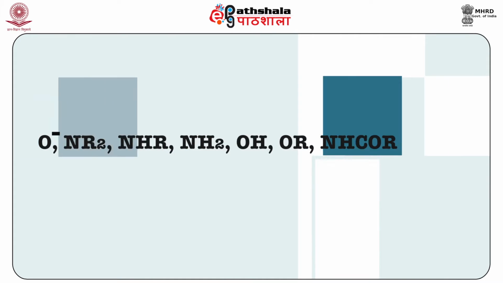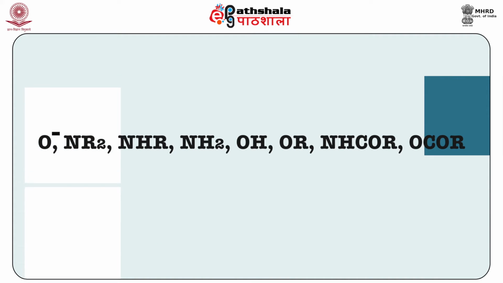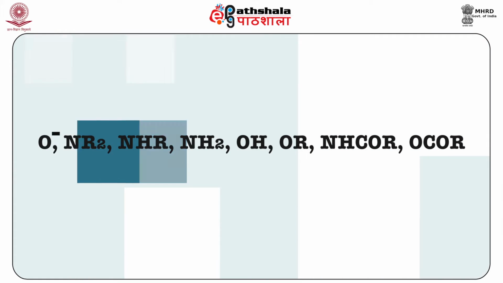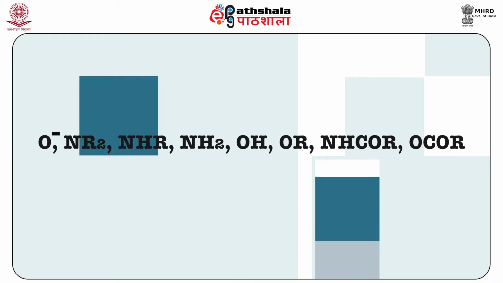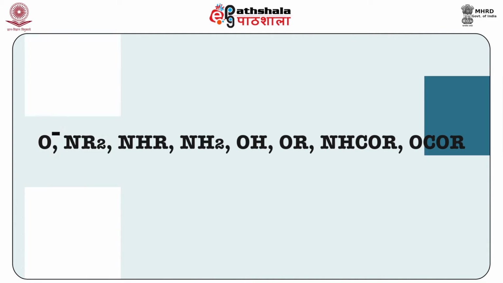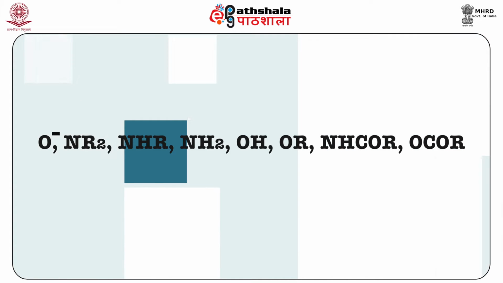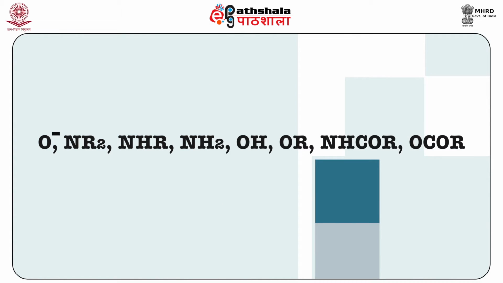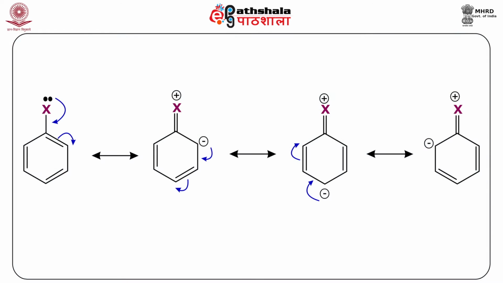Now let us come to the first category of the R group, where R, or say X, is equal to O-, NR2, NHR, that is primary, secondary and tertiary amines, NH2 also, hydroxyl OH, ether OR, NHCOR, that is the substituted amines, and the OCOR groups, that is the ester groups. These groups, with an exception of O-, show an electron withdrawing inductive effect. We also call it the minus I effect, as the atom directly attached to the benzene ring is more electronegative than the carbon to which it is attached, that is the sp2 carbon of the benzene ring.